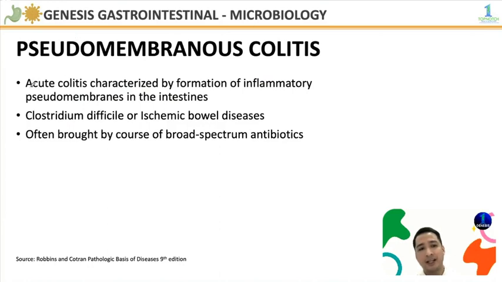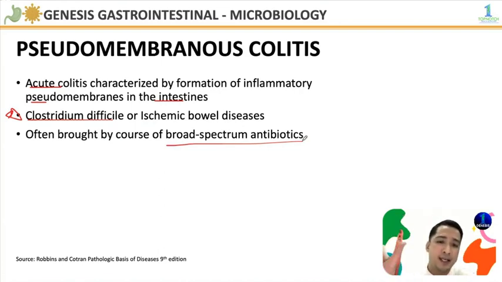Pseudomembranous colitis is an acute colitis characterized by formation of inflammatory pseudomembranes in the intestines. It is secondary to Clostridium difficile as the most common cause. There is an overgrowth of Clostridium difficile, because with the chronic use of antibiotics, you allow Clostridium difficile to grow. This is often caused by broad-spectrum antibiotics. What are the two most important antibiotics associated with pseudomembranous colitis? Yes, you're correct: ampicillin and, of course, the lincosamide clindamycin.